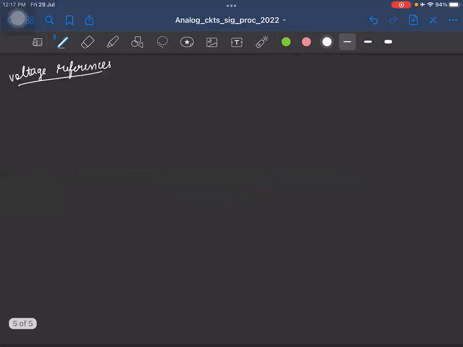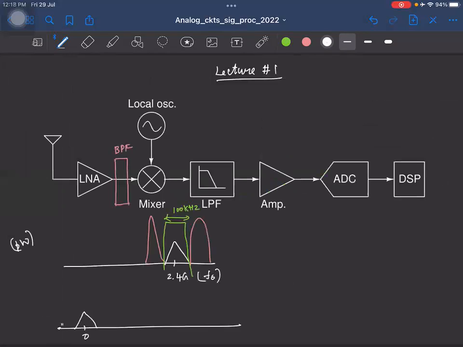Okay, so yeah, we have time. So let's start with voltage reference. And again, why do you need voltage reference? I'll use my favorite picture here. Again, this is the RF receiver chain. Here, each of these blocks, amplifier, ADC, your processor, everything will require a supply voltage.